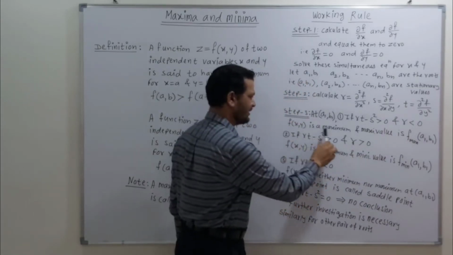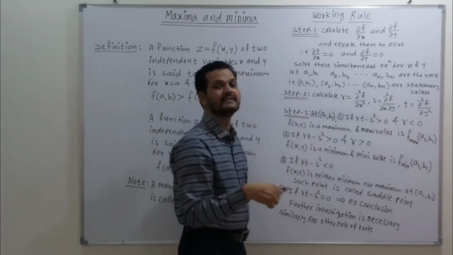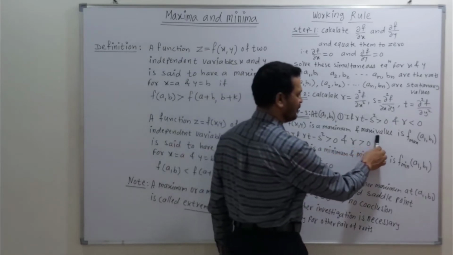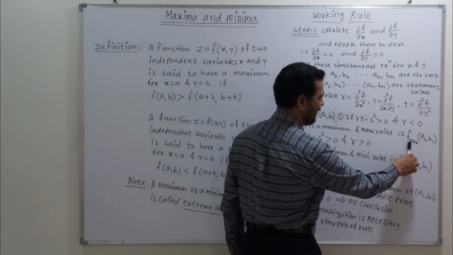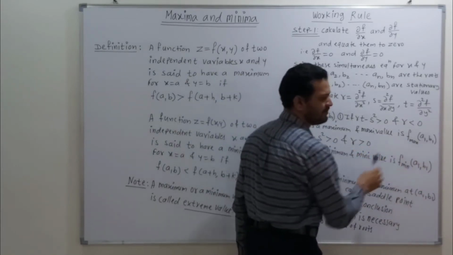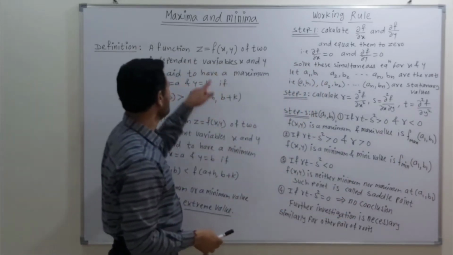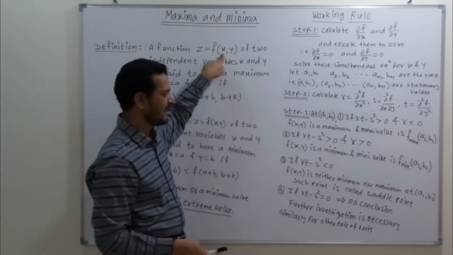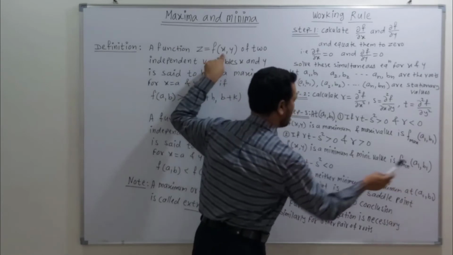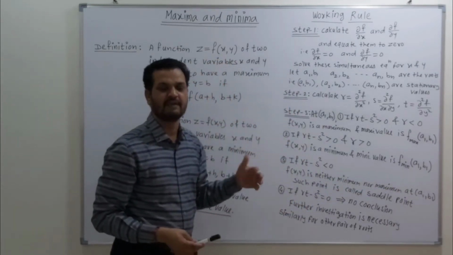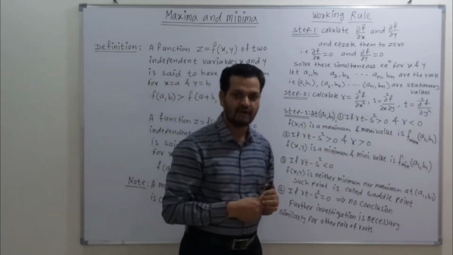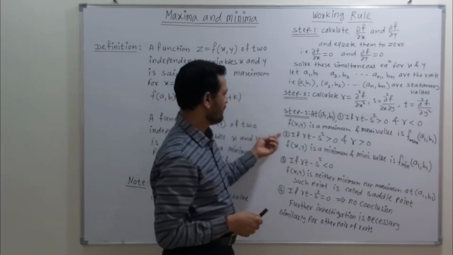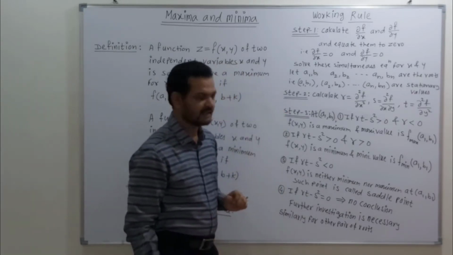Then the given function is a maximum, and we can easily calculate the maximum value of the given function by f max of a1 b1. That means in the original function, replace x by a1 and replace y by b1. So that is the meaning of calculating the maximum value of a given function. So this is the first case.